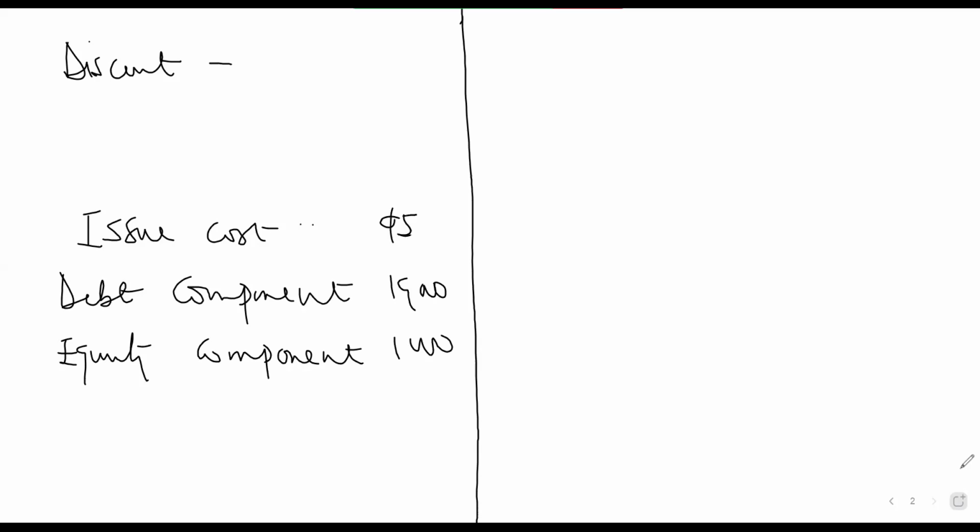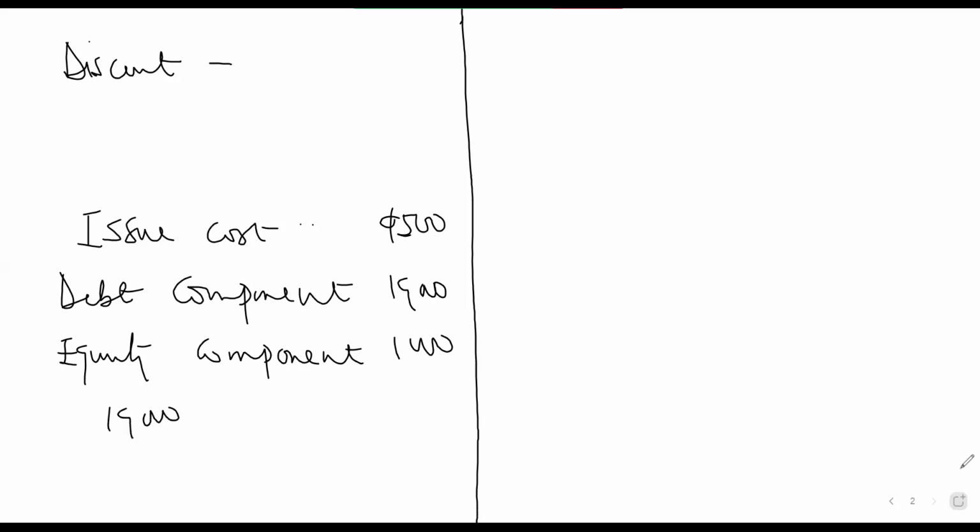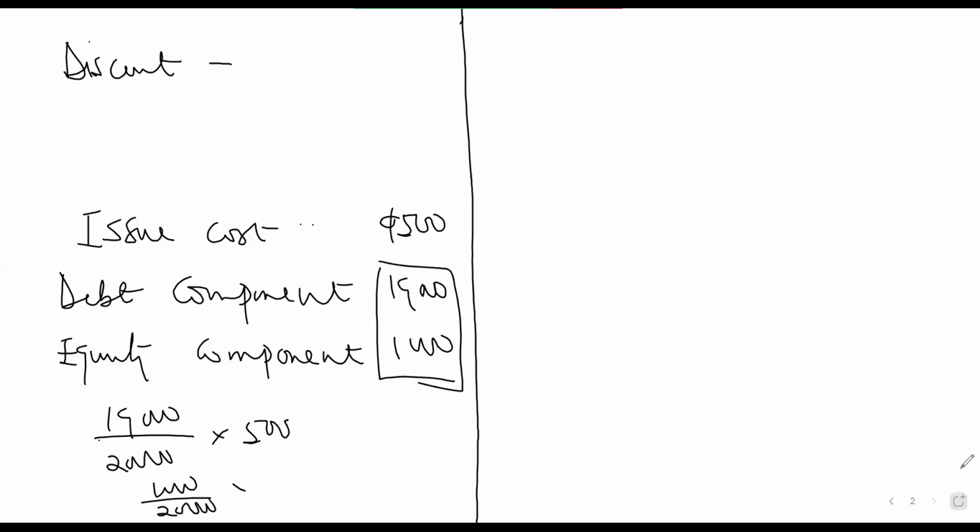So what you do is that you first of all do your separation. After doing the separation, you share the issue cost between them based on this figure. So that would be 19,000 divided by 20,000 multiplied by 500. That would be for debt. Equity will be 1,000 divided by 20,000 multiplied by 500.